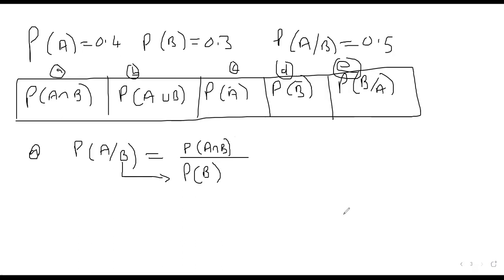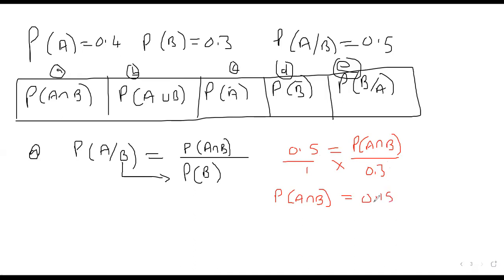Then you replace what we have. What do we have? We have everything else except the intersection, right? So where there's A given B, we put 0.5. Where there's intersection, we don't know. And probability of B, we're given as 0.3. All right? Then you cross multiply. So 1 times A intersection B is simply A intersection B. 0.5 times 0.3 is 0.15. Are you together? So this is how we find our intersection.